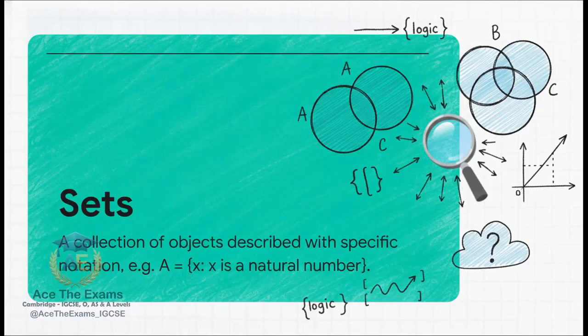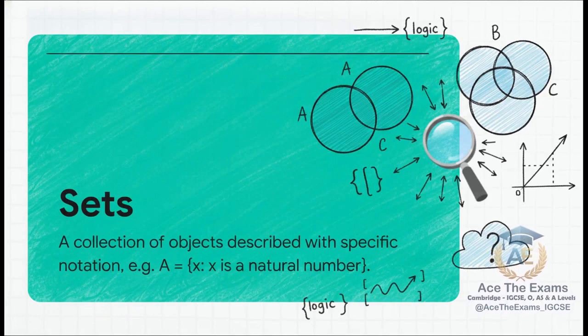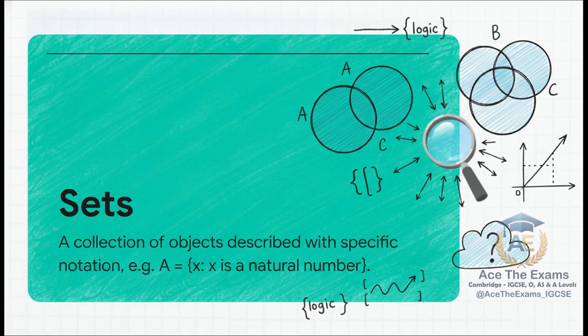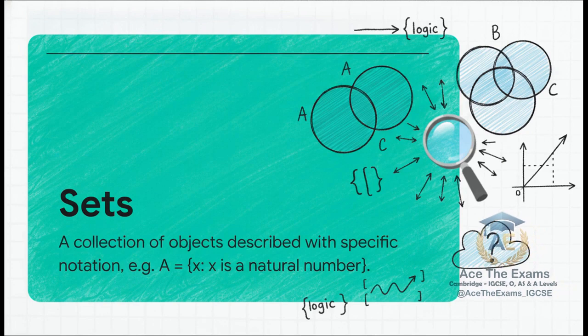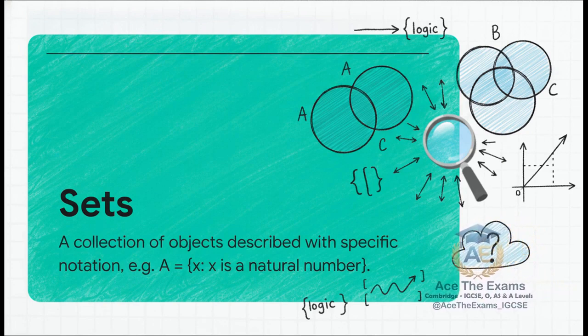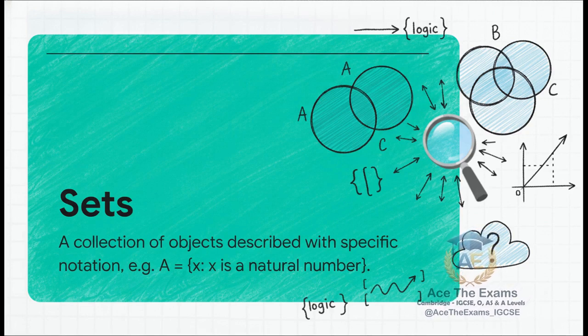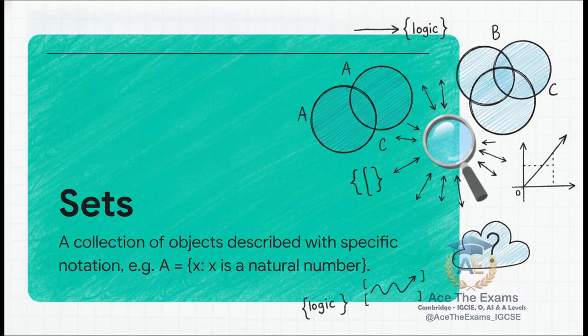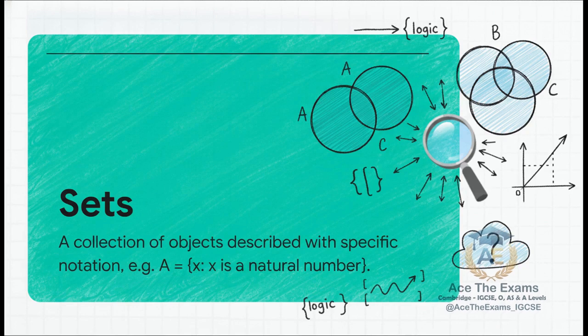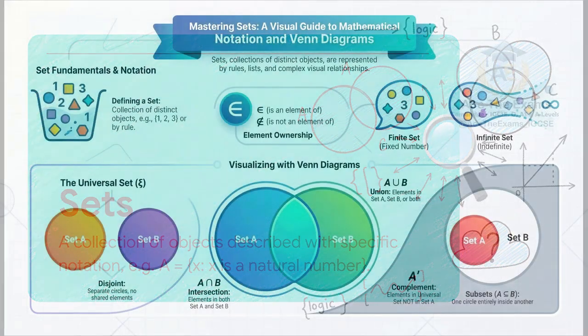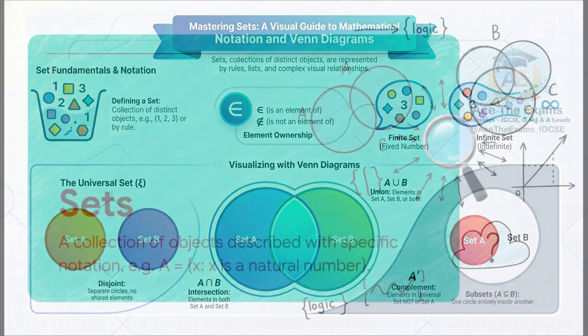Moving to Objective E1.2, we shift from individual numbers to groups of numbers known as sets. A set is simply a collection of objects described with very specific mathematical notation. You've got to be able to use language, notation, and Venn diagrams to describe these sets and clearly represent the relationships between them. For example, set A might be defined as x such that x is a natural number, or set C defines a range, where x is greater than or equal to a and less than or equal to b. Understanding this precise notation is totally non-negotiable if you want to clearly communicate your logic to the Cambridge examiners.